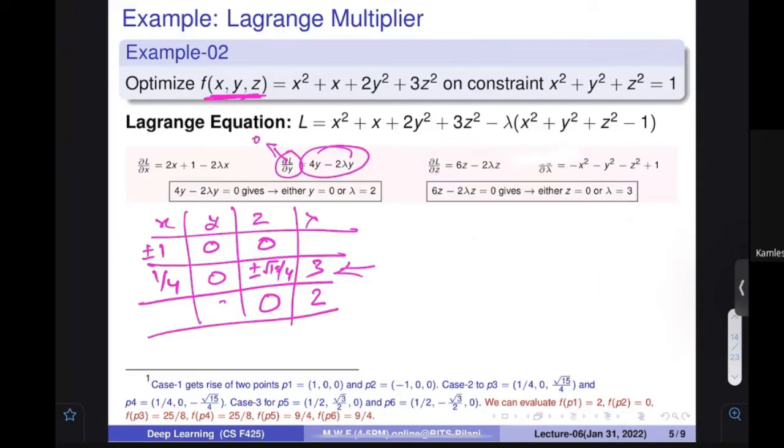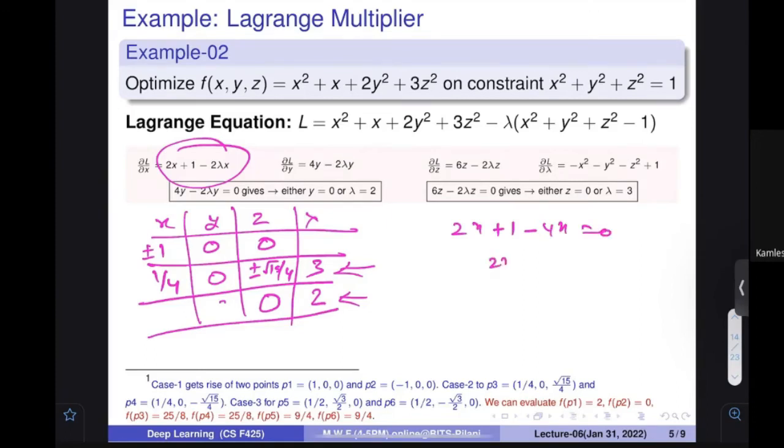Okay, so let us go forward. Again, the third equation. Here the lambda is equal to 2. Let me put it here because this is my favorite equation. 2x plus 1 minus lambda times 2x, that is 2 minus 4x, is equal to 0. So 2x is equal to 1. Then x is equal to 1 by 2.